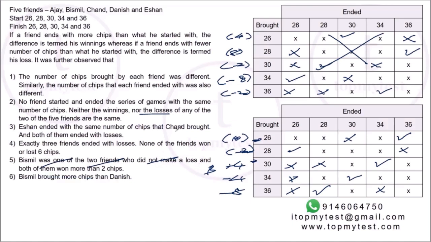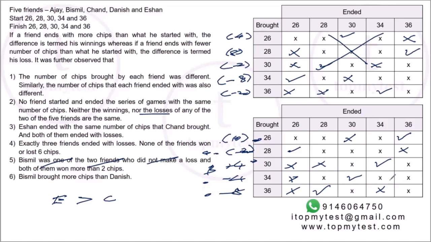Ishan ended up with the same number of chips that Chand brought, and both of them ended with losses. So Ishan and Chand will be from 28, 34 and 36. Ishan has to end with the same number of chips that Chand brought, so Ishan would have brought more chips than Chand. So Ishan cannot be the person who brought 28. Ishan has to be the person who brought 34 or 36, because Chand also has to make a loss. If Ishan is here and Chand is here, Chand is not making a loss. So Ishan will be either 34 or 36.